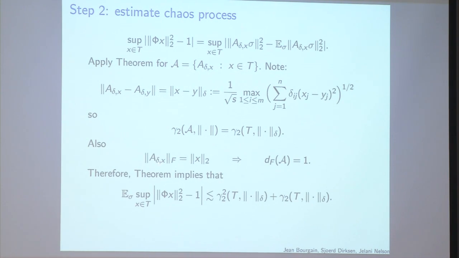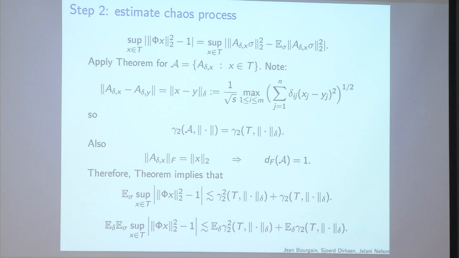Okay, and what you can also easily compute is that the Frobenius norm of one of these matrices is simply the L2 norm of the original vector that you started out with. These all lie on the unit sphere, so this Frobenius diameter is simply 1. So this theorem of Krahmer, Mendelson, and Rauhut implies that you can estimate the expected sup with respect to these Rademachers in terms of these two guys. Okay, and now the only thing I have to do to get the expected restricted isometry constant is take the expectation with respect to these selector variables, delta.